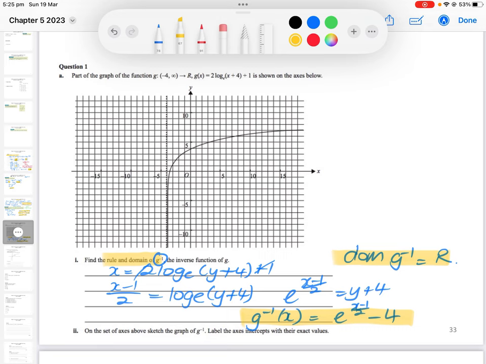Then for the second bit, on the set of axes above, sketch the graph of the inverse function, g to the minus 1. Label axes intercepts with their exact values. So what do I know? I know they meet on y equals x. This is a really hard grid. The graphics have got better since then. So what I'm going to do first is draw the line y equals x, because that's where I know they have to meet. So when I go to draw my new one, I know it has to meet there. I know that this asymptote that was at x equals negative 4, we're now going to have one at y equals negative 4. And I've got to label that with the equation.